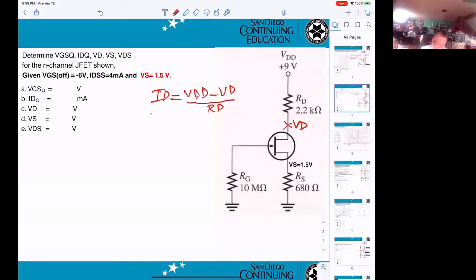Then you need to know VGS. You know VGS equals VG minus VS, and VG equals 0, minus VS. And VS will be equal to ID times RS. Okay? That's much easier than using the graphic.